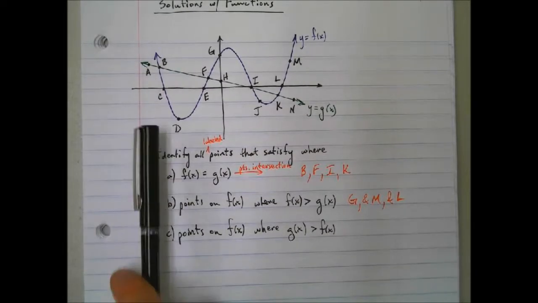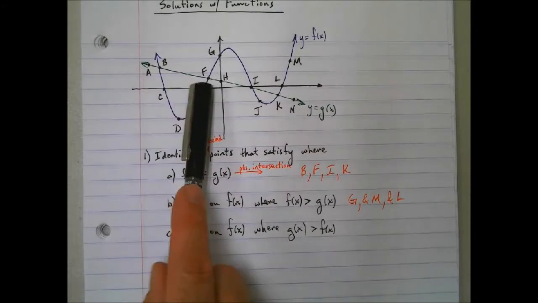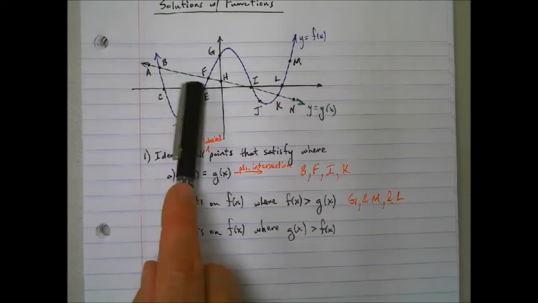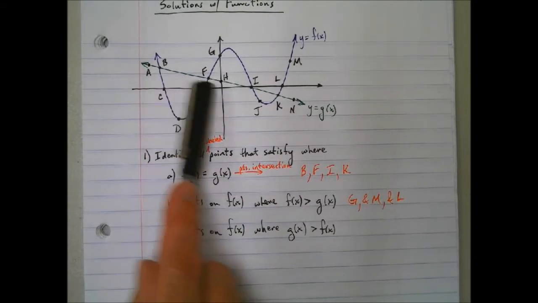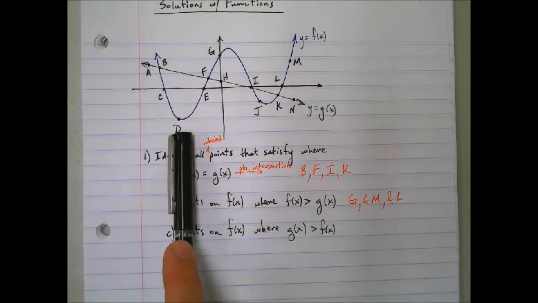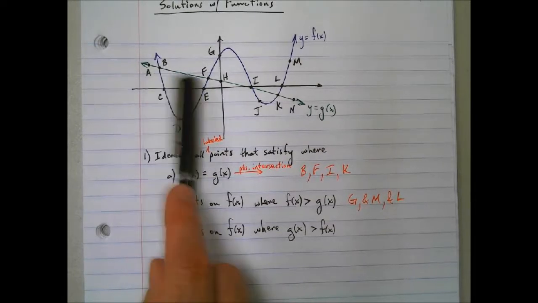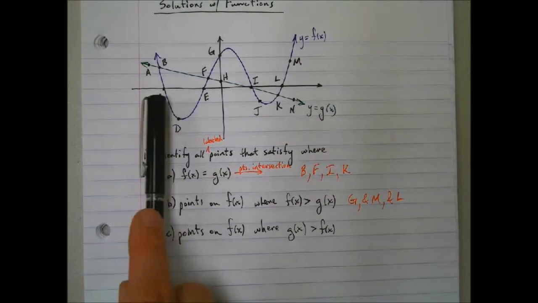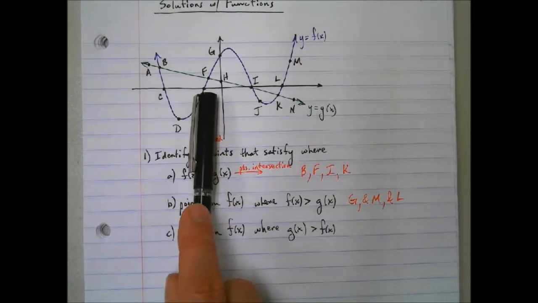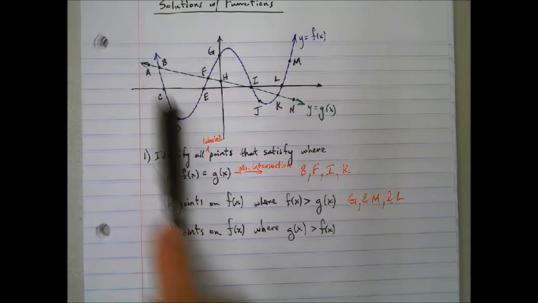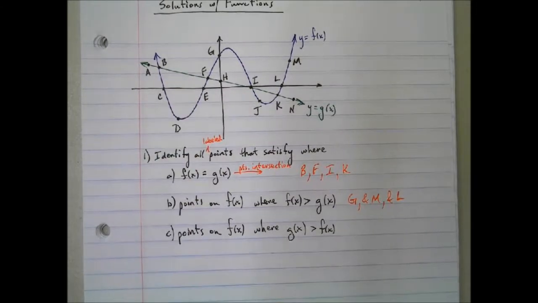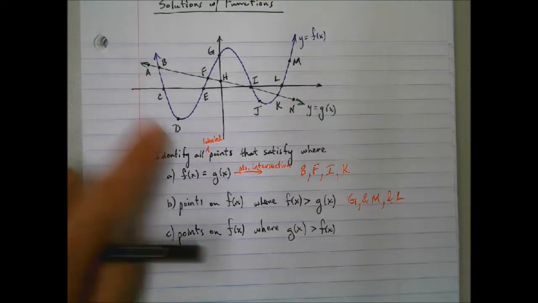G is above f in this section between B and F. Are there any points on f where g of x is above f of x? Yeah, there's C, D, and E are all points on f where g of x is above. Okay, so C, D, and E.